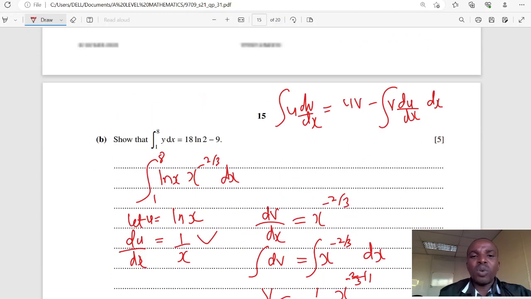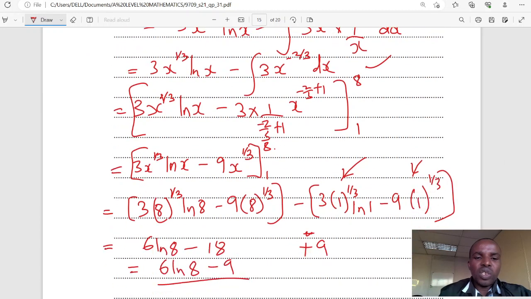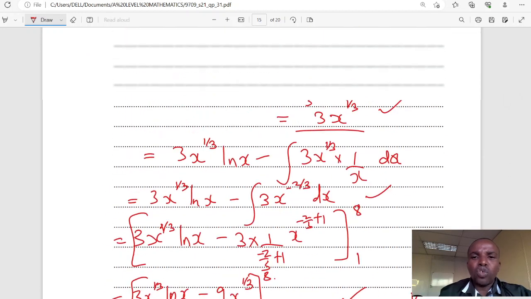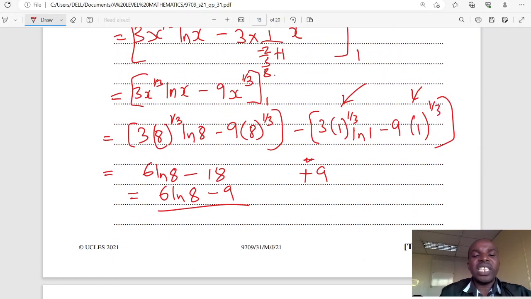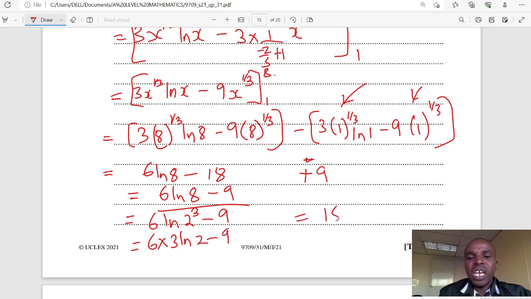Let's check the requirement of the question. They said show that, so it's supposed to show. We've already shown, but it's supposed to be 18 ln 2. So there's supposed to be 2 here, but negative 9 is already there. So it's supposed to be ln 2, not 8. So how do you show? You apply the laws of logarithms. So this one is ln 2 to the power 3, that's 8, minus 9. Applying the laws of logarithms, it is 6 times 3, you bring down the power, ln 2 minus 9. 6 times 3 is 18. So it will be 18 ln 2 minus 9. Shown. Done.